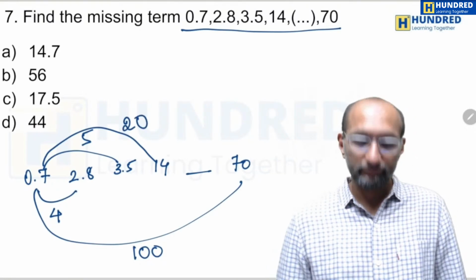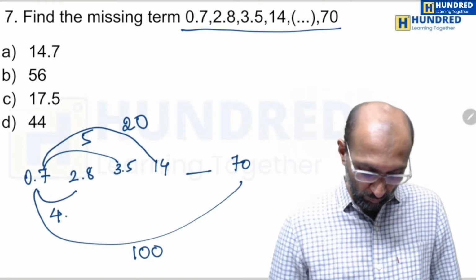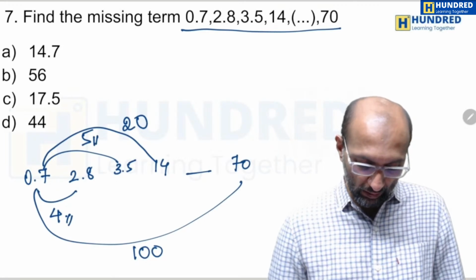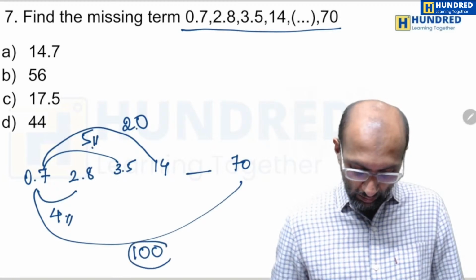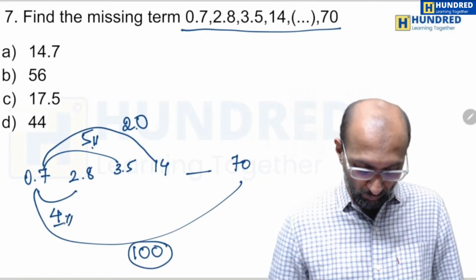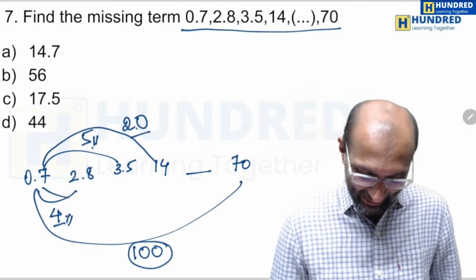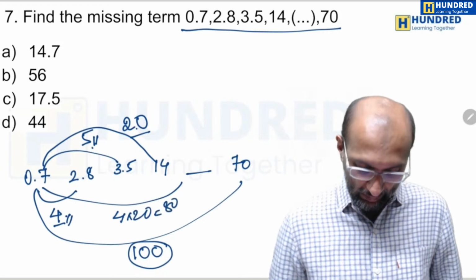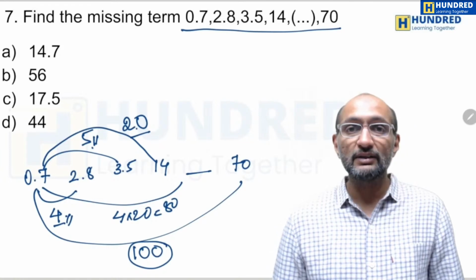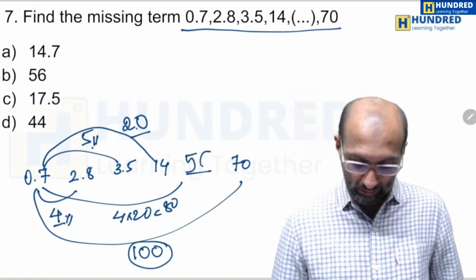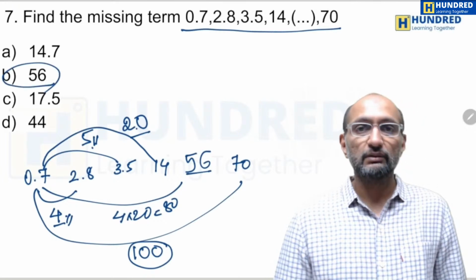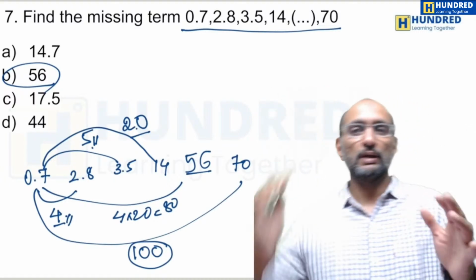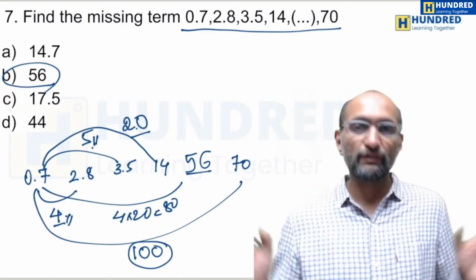How did that 20 come? 4 into 5 is 20. 4 into 5 is 20. 5 into 20 is 100. So what is pending? 4 into 20, which is 80. 4 into 20 is equal to 80. Correct? So 0.7 into 80 is 56. So this is our answer. Simple. Pattern. Search for patterns. Front, back, up, down. You will definitely get an answer.